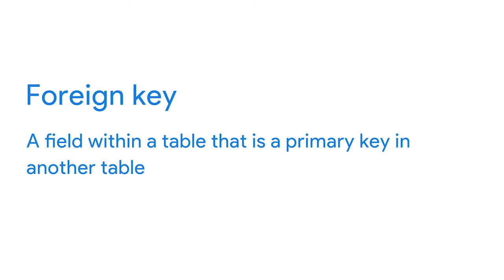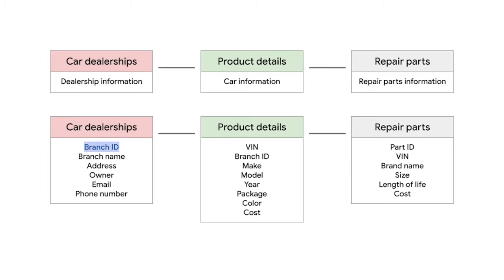There's also foreign keys. A foreign key is a field within a table that's a primary key in another table. So in our example, the branch ID is the foreign key in the dealership table, and the VIN is the foreign key in the repair parts table. As you can see, a table can only have one primary key, but it can have multiple foreign keys.